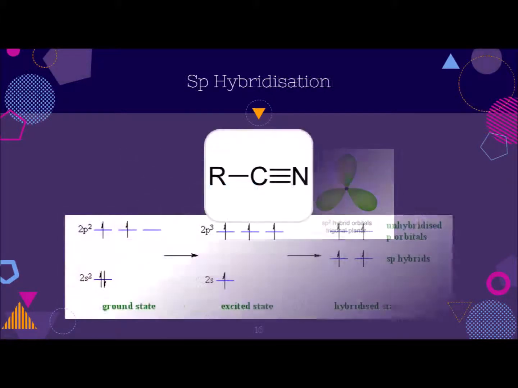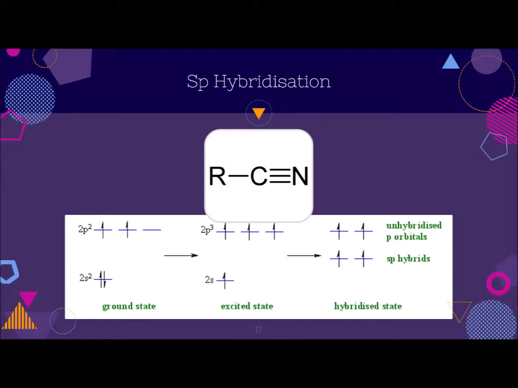The final type of hybridization is called sp hybridization, and it occurs when 2 pi bonds are formed. An example would be a cyanide functional group. The central atom, carbon, still has 4 electrons in its outer shell, as seen in the ground state of this diagram. However, there are only 2 unpaired electrons.